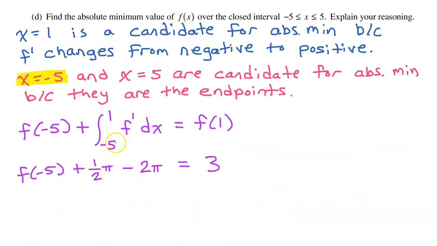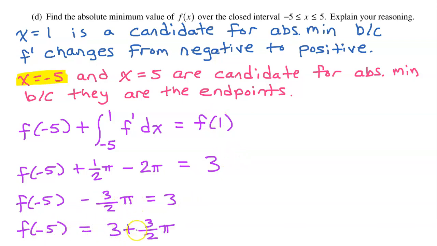Substituting the value that we just found for the integral of f prime from -5 to 1, we have this. Well, actually, these are like terms. So let's go ahead and combine these. 1/2 minus 2 is -3/2. So now we have this. Remember, we are trying to find f at -5. So let's get this by itself by adding 3/2 pi to both sides. Kabam!